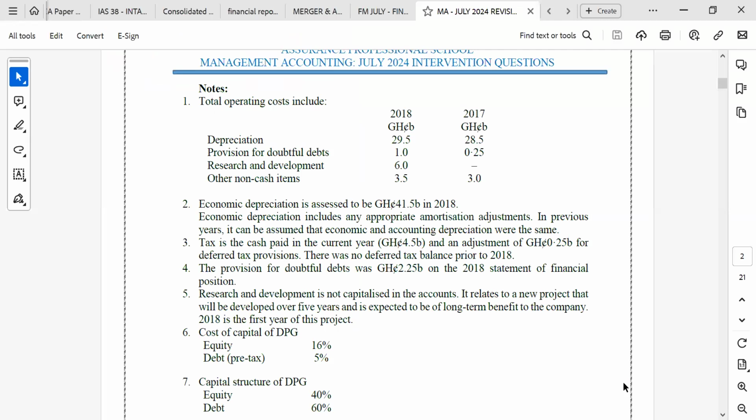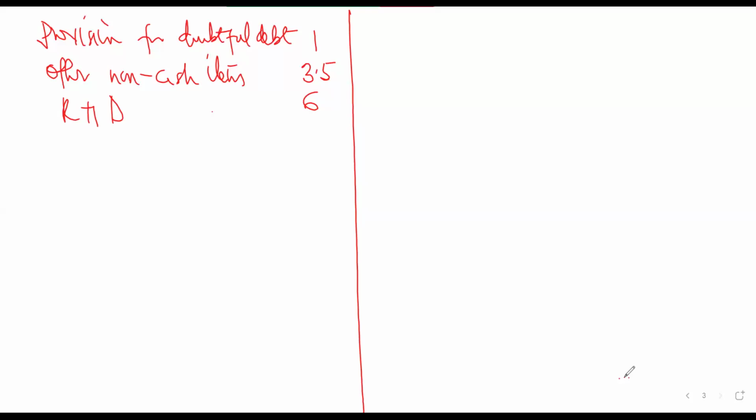Let's come to research and development. We have taken all the 6 million out, isn't it? Yes. Okay. But we're supposed not to take all the 6 million out. We need to amortize it. So we go and add the 6 million back.